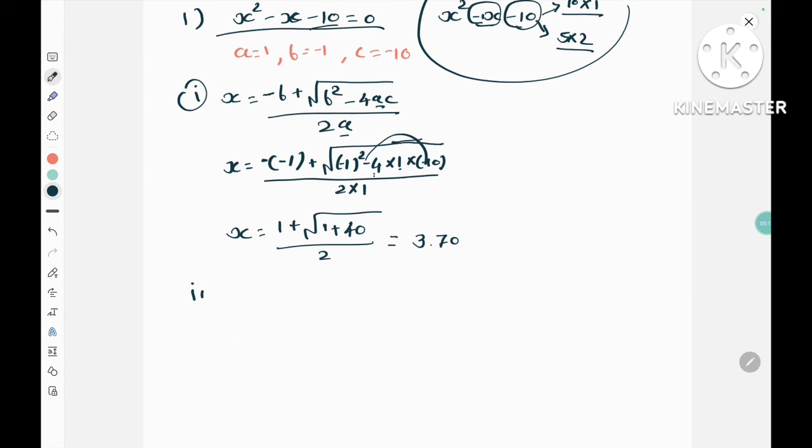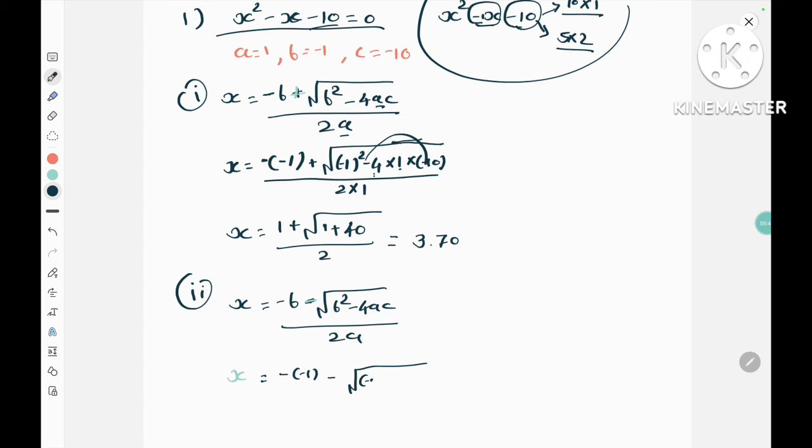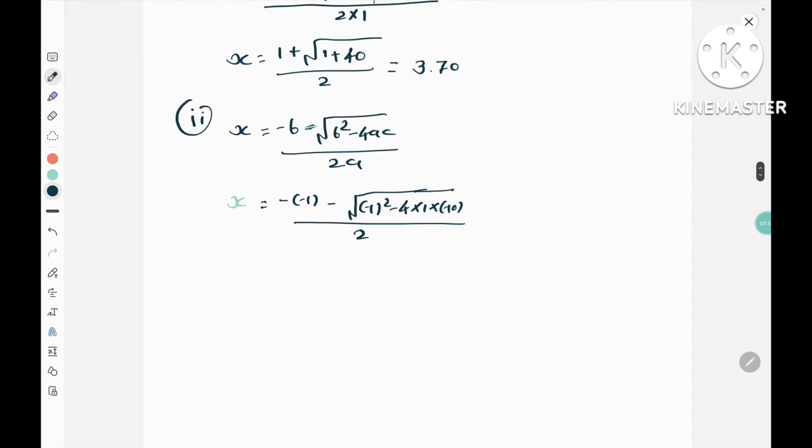Second time, again I am taking the same formula, but this time we will take the minus sign here: b square minus 4ac over 2a. See, everything remains as it is, only this sign changes. Here it was plus, here it is minus. Again we insert the values: x equals minus minus 1 minus square root of minus 1 square minus 4 times 1 times minus 10 over 2a.